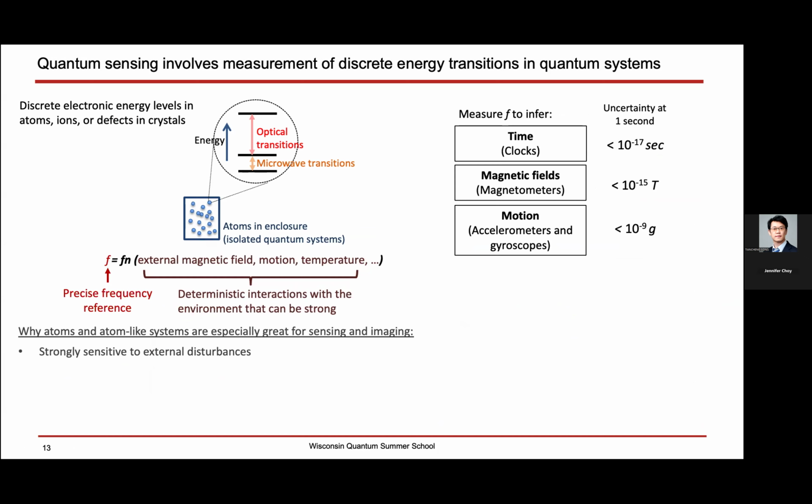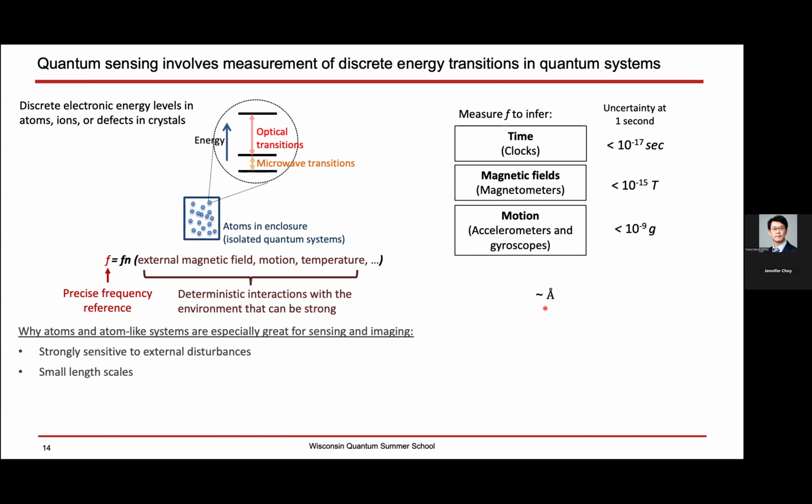So far we've talked about how we can measure magnetic field. Let's talk about why we're using atoms in the first place. Going back to this word formula, atoms and atom-like systems are great because they're very sensitive to these external disturbances that basically change your energy transition. They can have small length scales. Each individual atom is on the order of an angstrom.